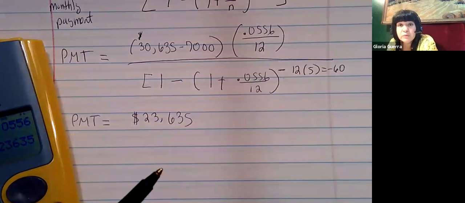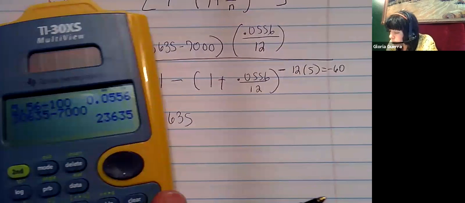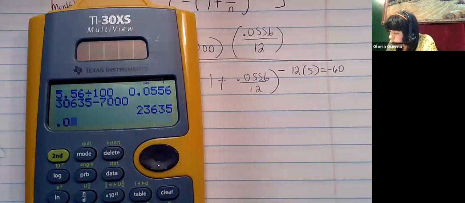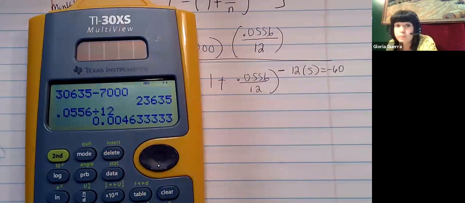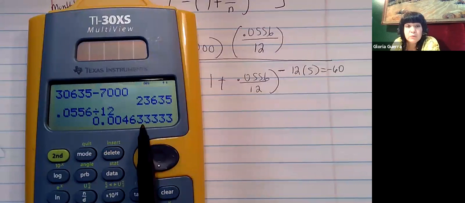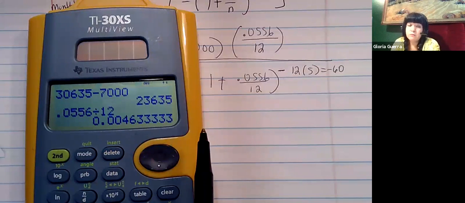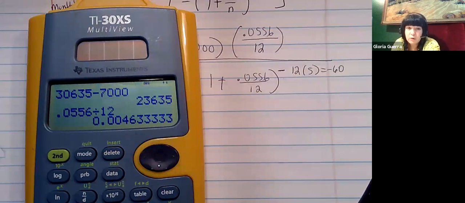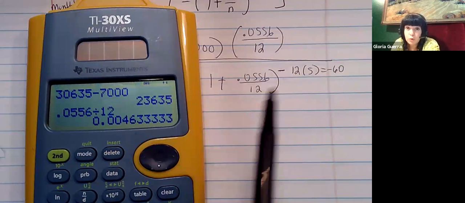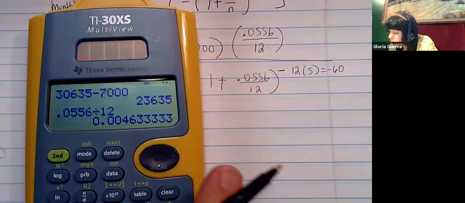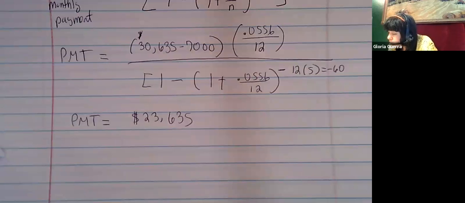Let me see what happens when I do 0.0556 divided by 12. Does it terminate? Nope. See that? All those repeating threes? So you do not have permission to round that off and cut that off yourself, because then you'll have round off error. So you're going to have to work with that, okay? You'll have to work with that.